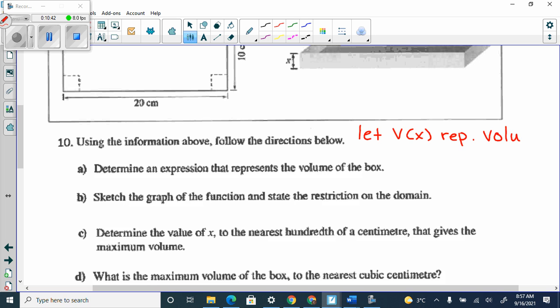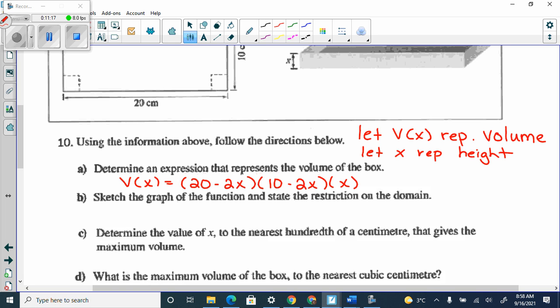So the moment you put in a new variable that is not in the question, that wasn't given to you, you have to define it. Like they gave me the x, right? So I don't have to say let the x represent blah, because the x has been given to you. But I do have to do it with the v of x because I'm giving you a brand new equation. So I'm going to do v of x equals 20 minus 2x for the length times 10 minus 2x for the width times x for the height. You could, if you wanted to, say let x represent the height if you felt the need.